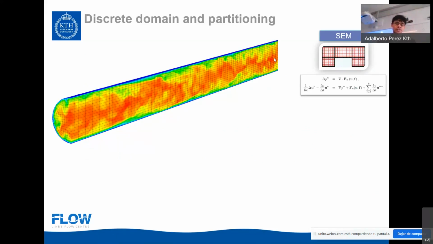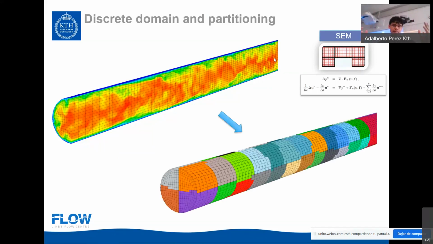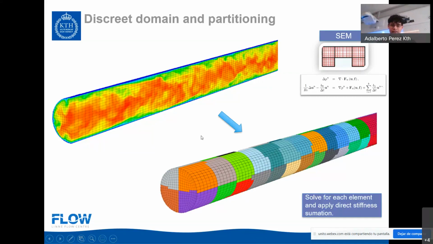So then we discretize the domain. Then of course, if we want to solve the equations, and I said that NEK5000 is a purely MPI application, the following thing to do is to partition these elements into multiple MPI ranks. Here, different colors are different MPI ranks, and we are distributing the data. Then the way that we solve the equations is that we solve for each element individually, and then at the end, we do something called direct stiffness summation, where we average the values on the boundaries.